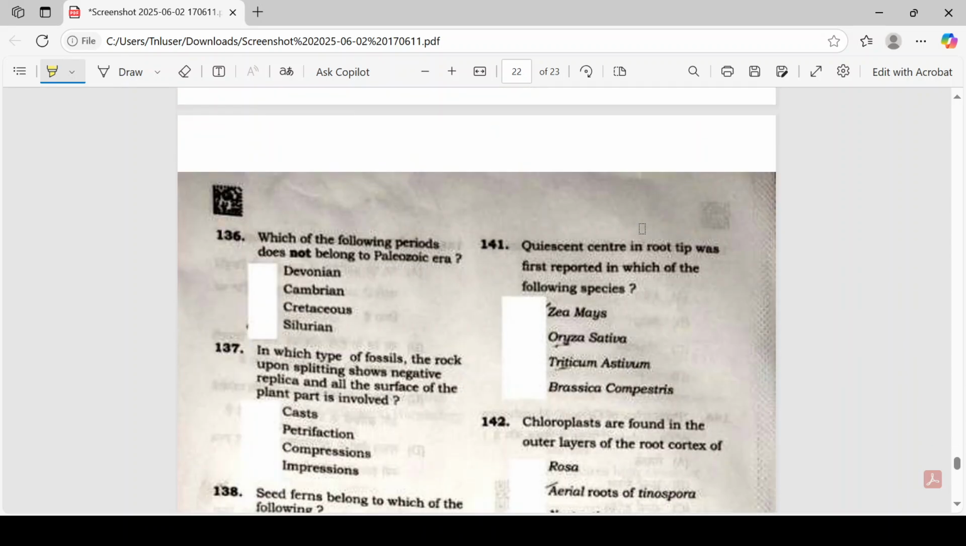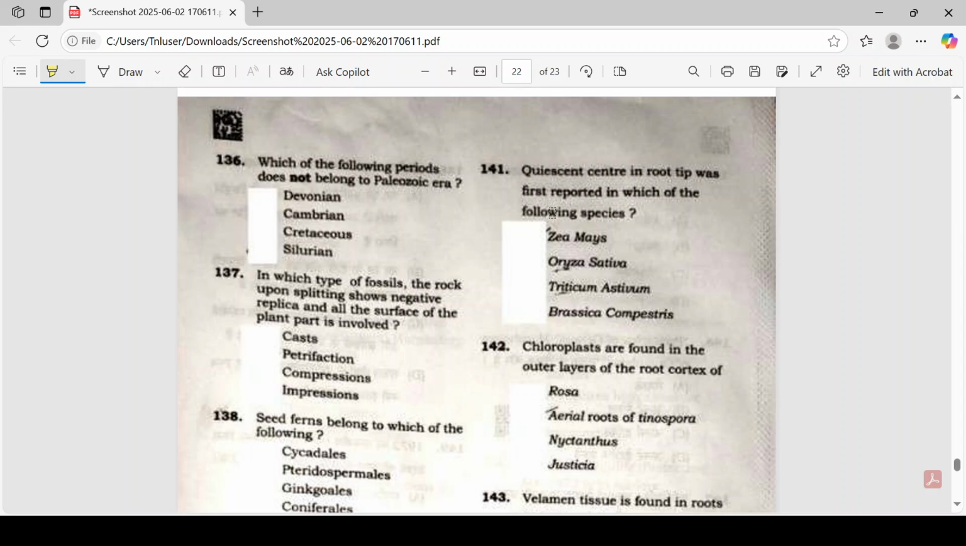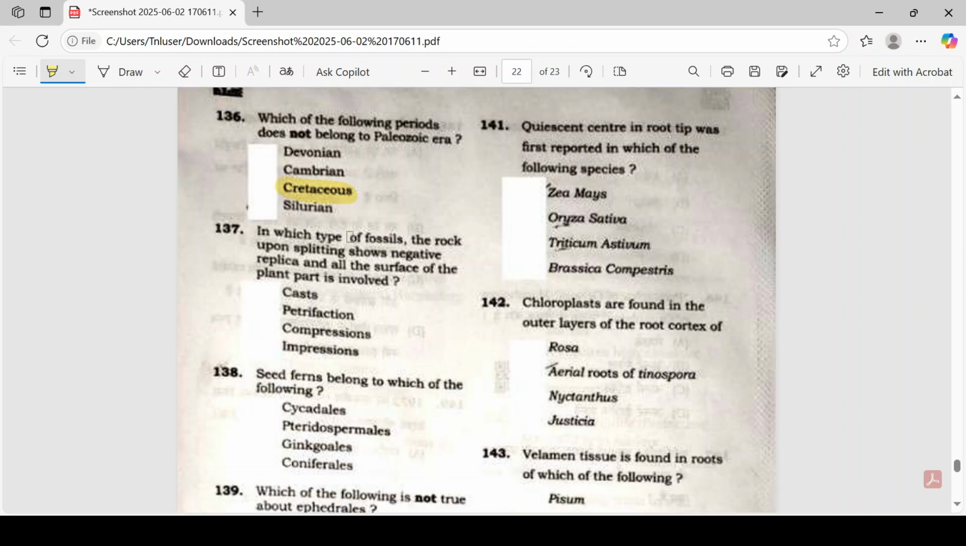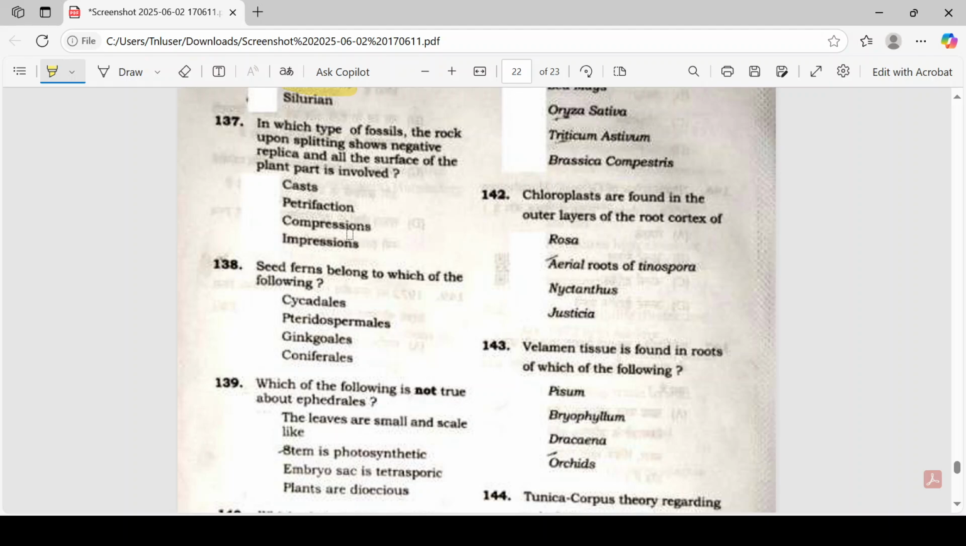Let's now move to question number 136. Which of the following periods does not belong to Paleozoic era? So yeah, the correct answer will be Cretaceous era. Cretaceous. Okay, option C. Question 137. In which type of fossils does the rock upon splitting show a negative replica of the surface of the plant part involved? The correct answer for the question will be impressions. Option number D.